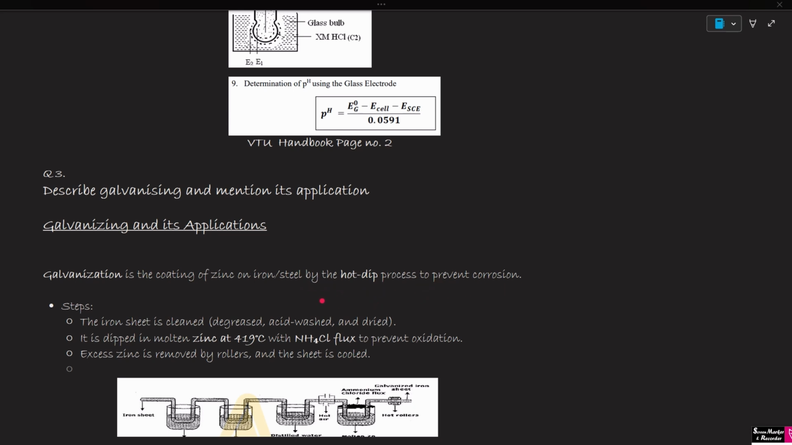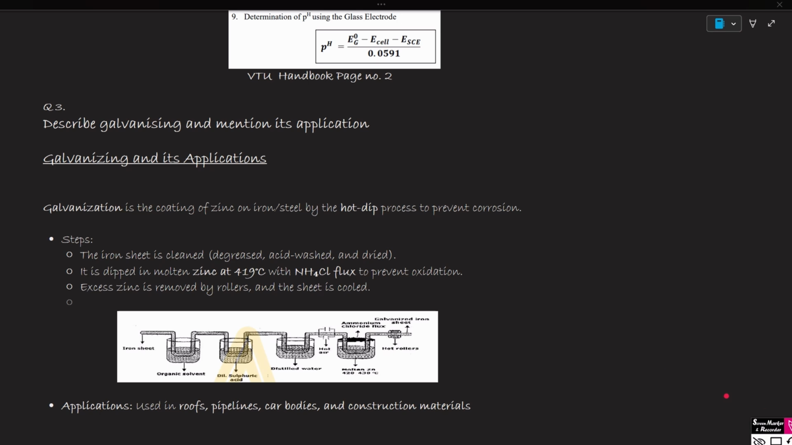Iron or steel corrosion is prevented by coating it with zinc. This process is known as galvanization. Steps involved: the iron sheet is cleaned. The iron which is being coated will be cleaned through degreasing, acid wash, and dried. It is dipped into molten zinc at 419 degrees.